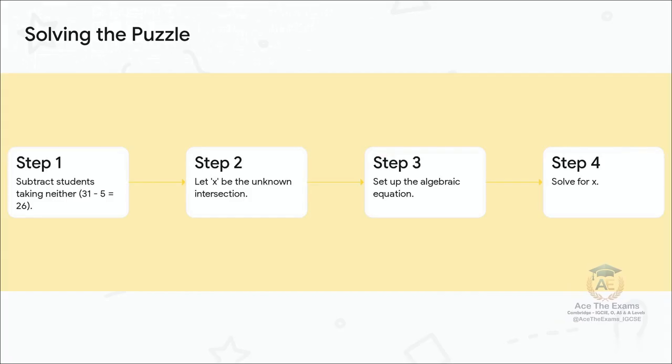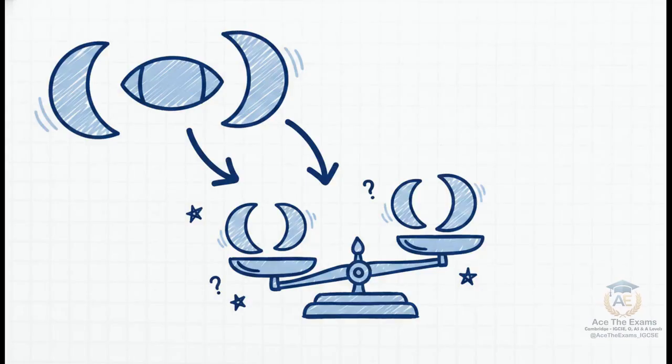Next, we label our unknown target. We let x represent the students hiding in the intersection, taking both subjects. Now we build the equation. By substituting our unknown intersection x into the middle of the diagram, everything else falls into place. If 22 total study physics, then the region that is physics only must be 22 minus x. Think about that. If 20 total study chemistry, the chemistry-only region is 20 minus x. When we add those specific isolated regions together, the physics-only, the chemistry-only, and the intersection x in the middle, they must perfectly equal our 26 active students.